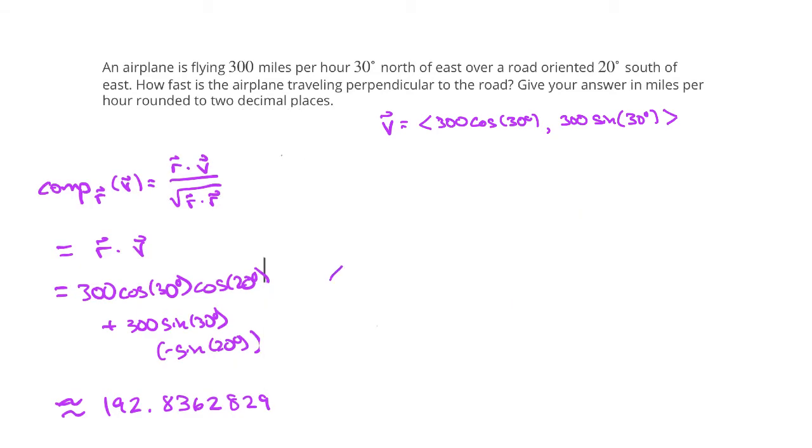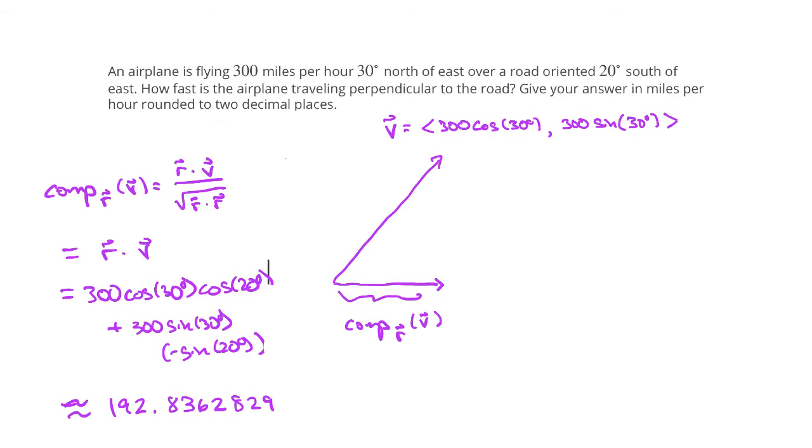Now, if we look at the picture for what we actually have in this case, we have our airplane's velocity vector that's heading off in this direction. And then what we just found is the component that's off in the direction of the road. If we want to know what is the magnitude that's going to be perpendicular, well, we have our right triangle. We've got the magnitude of the velocity vector, which is 300, and we just figured out the component in the direction of r of v.